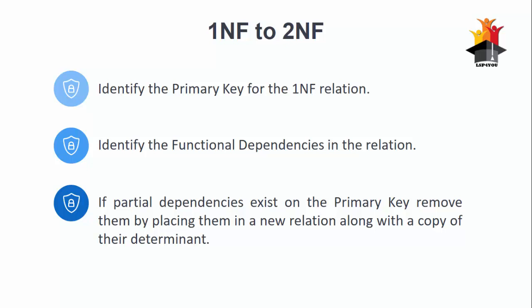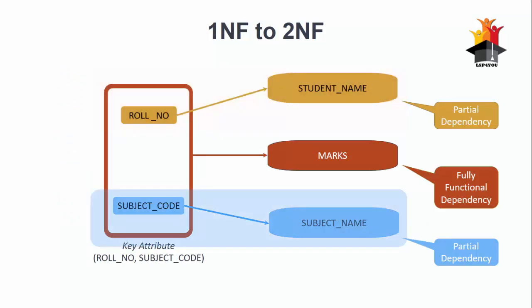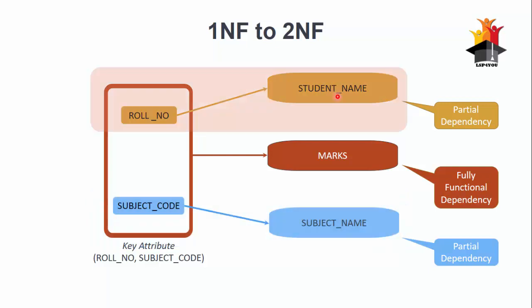copy of their determinant. So we need to identify the primary key for the first normal form relation, then identify all the dependencies in the relation. If partial dependencies exist on the primary key, remove the partial dependency and place those attributes having partial dependency into a separate relation along with a copy of the determinant. Here student name has a partial dependency with the key attribute and subject name also has a partial dependency with the key attribute. Clearly we can identify student name is partially dependent on the key attribute.